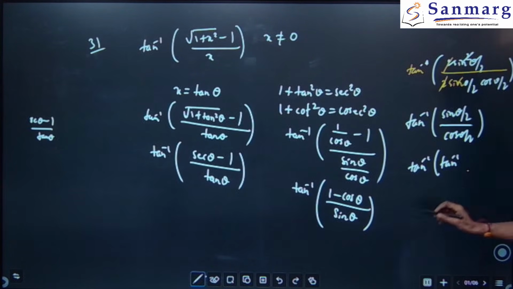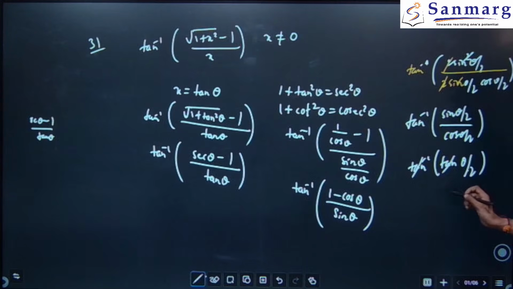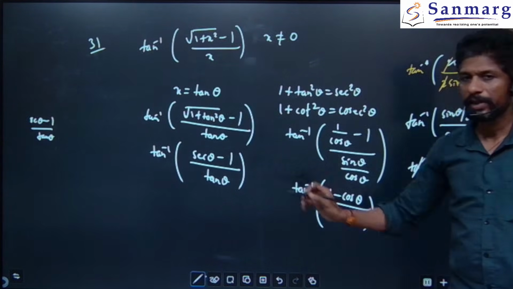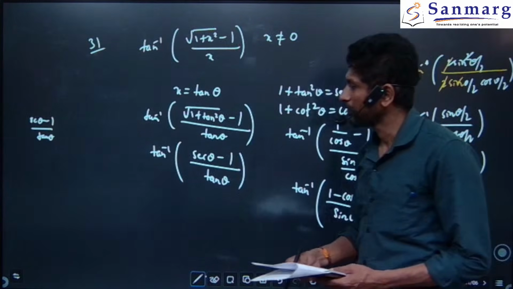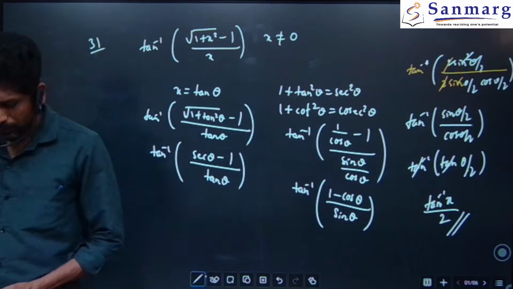So by simplifying this, tan theta by 2, so automatically tan inverse tan gets cancelled, theta by 2 comes. So here theta is nothing but tan inverse of x. The last answer will be tan inverse of x divided by 2 is the answer.